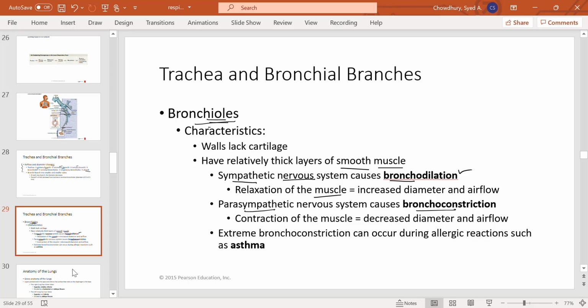Okay, there are some drugs or medicines that can also cause bronchoconstriction or bronchodilation. You know, the puffs, the asthmatic patients, they take the inhaler or puff that has the chemical that would cause the relaxation of the bronchial smooth muscle to cause the bronchodilation. So more air will be able to pass through the tubes or bronchioles.